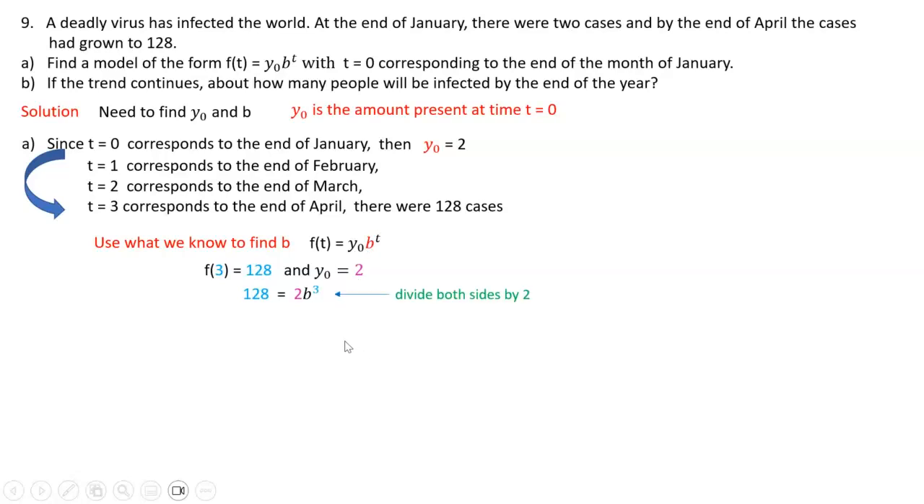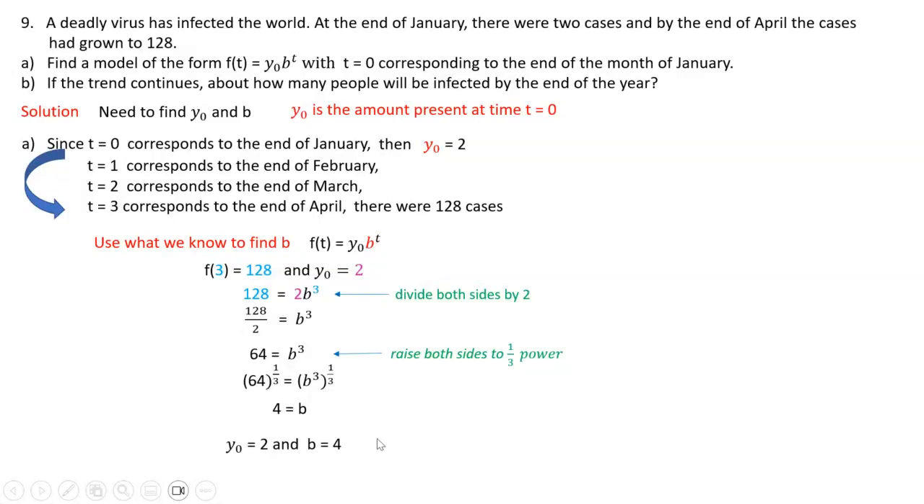So we divide both sides by 2. We get 64. 64 equals b cubed. Now the next thing we're going to do to solve for b, we're going to raise both sides to the power of 1/3. Right, so on the left side, b to the 3rd power raised to the 1/3 power will just be b to the 1st power. On the right side, 64 to the 1/3 power will give us 4. So I found my b, and I found my y naught, which is 2.